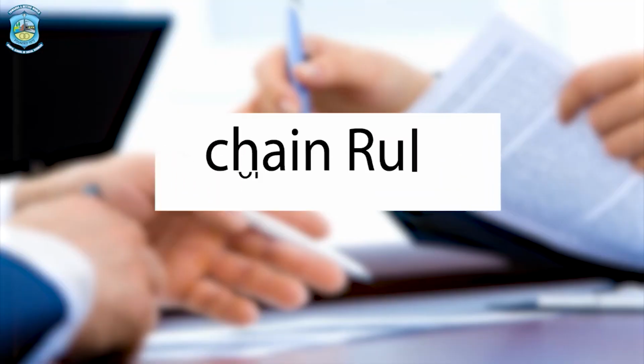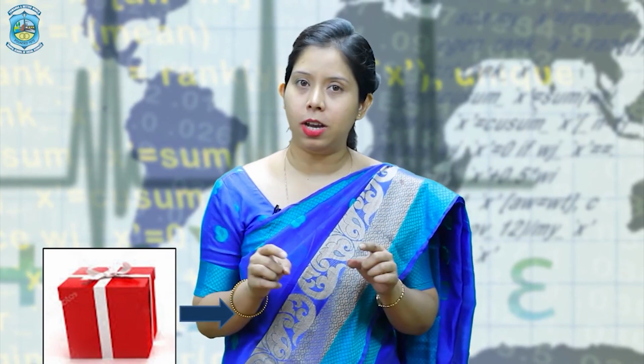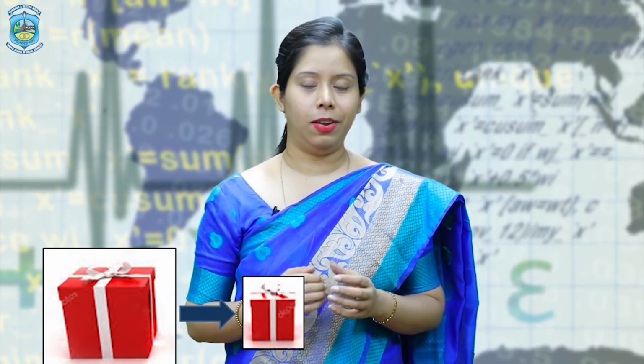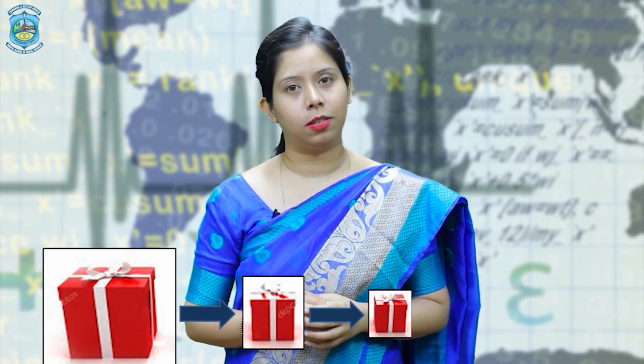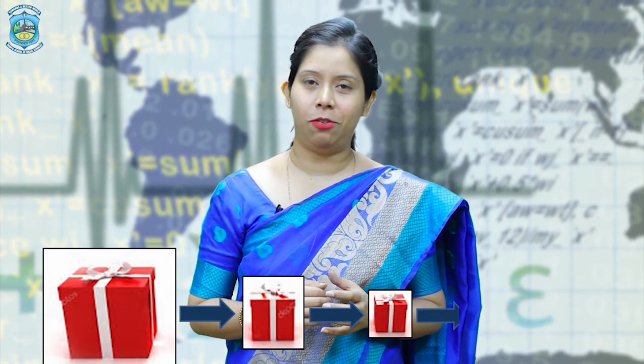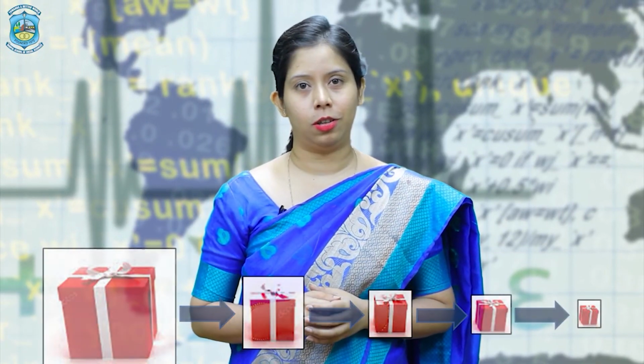So the very first topic of today's session is chain rule of differentiation. But before explaining the rule, I would like to cite an example. Have you ever received any present from someone where when you open the first box, there is a second box. When you open the second box, there is a third box. When you open the third box, there is a fourth box, and so on and so forth. So you keep opening the boxes until you reach the tiny box that has the present for you.